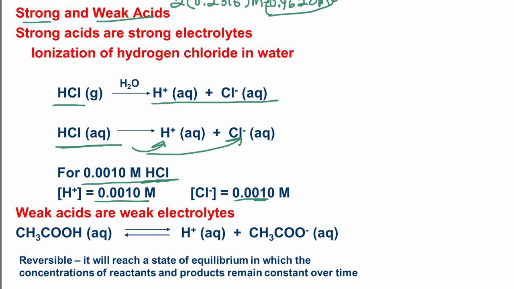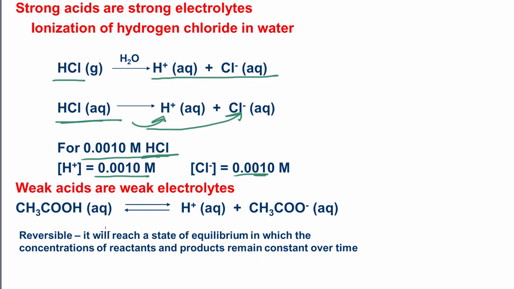Now, as far as weak acids go, they are weak electrolytes. And for acetic acid here, that's in water, it will dissociate into hydrogen ions and acetate ions, but it will only partially dissociate. So it does not completely dissociate. That's why it is a weak acid. Notice we have the double arrows. This indicates a reversible reaction.